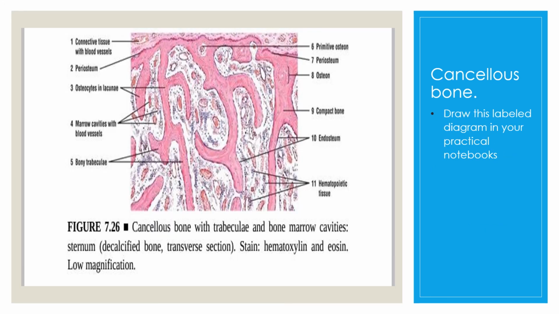This is the picture which you need to draw in your histology practical notebooks. Again, this is the picture taken from your DeFore Atlas of Histology. You need to draw the cancellous bone with the trabeculae, which are the cavities. You need to draw these red marrow cavities as well. And this is a transverse section showing the cancellous bone, which is stained with a normal H&E stain.